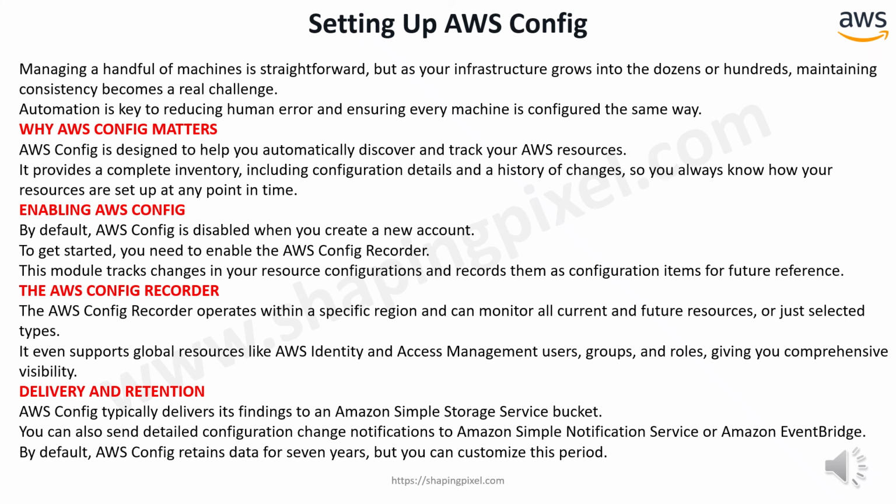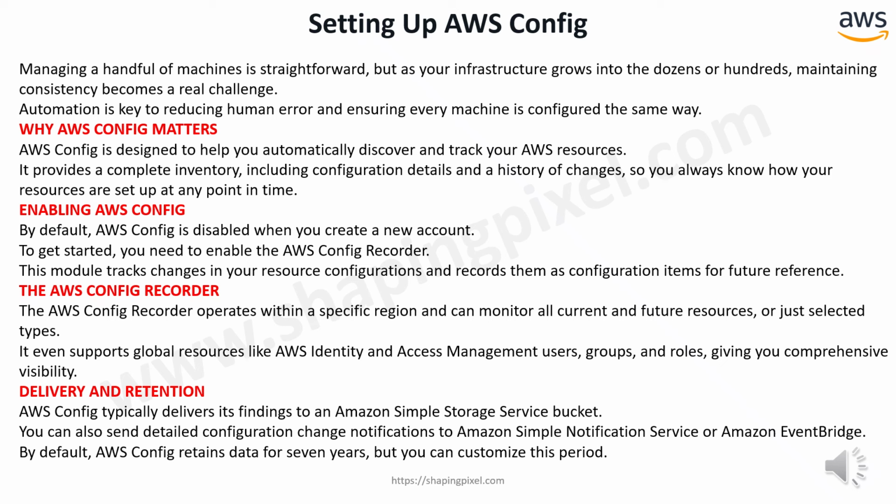Enabling AWS Config. By default, AWS Config is disabled when you create a new account. To get started, you need to enable the AWS Config Recorder. This module tracks changes in your resource configurations and records them as configuration items for future reference.